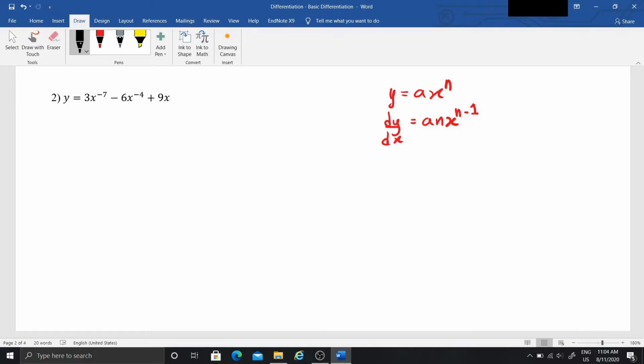Let's write down the first equation, which is 3x to the power of minus 7, minus 6x to the power of minus 4, plus 9x. Over here, we have 3 terms and we can divide it just like the previous question, and we determine the values of a and n. The value of a in the first term is 3 and the value of n is minus 7. Once you get those values, simply substitute them into the differential equation.